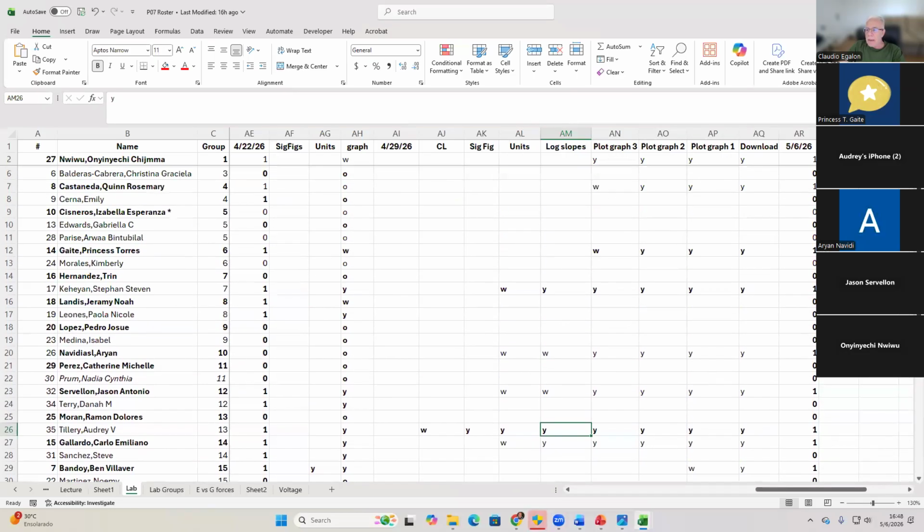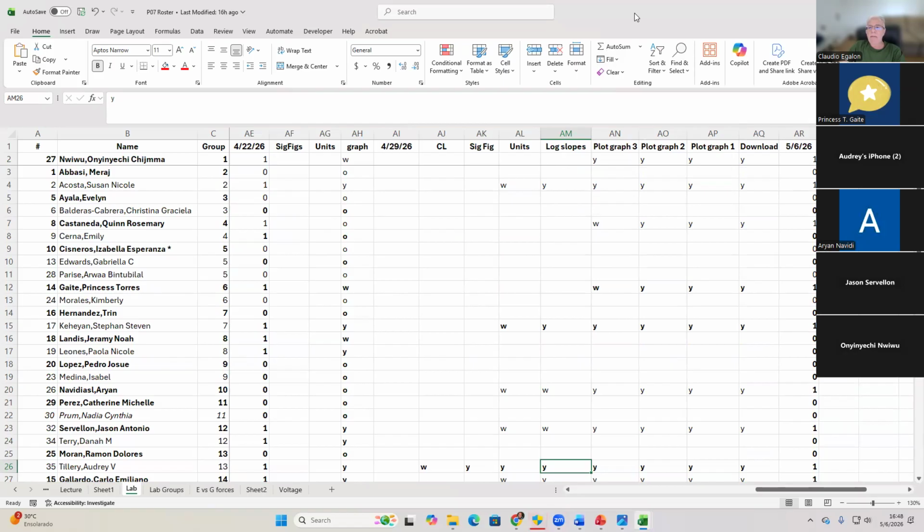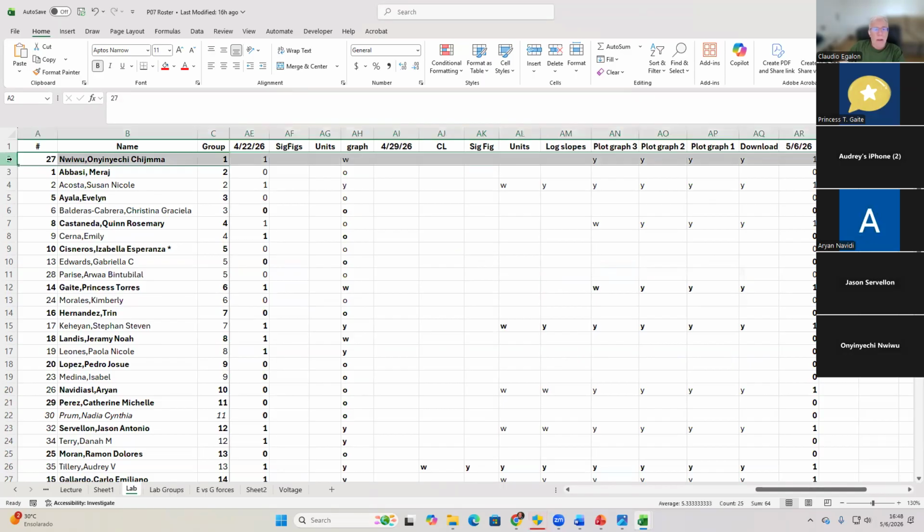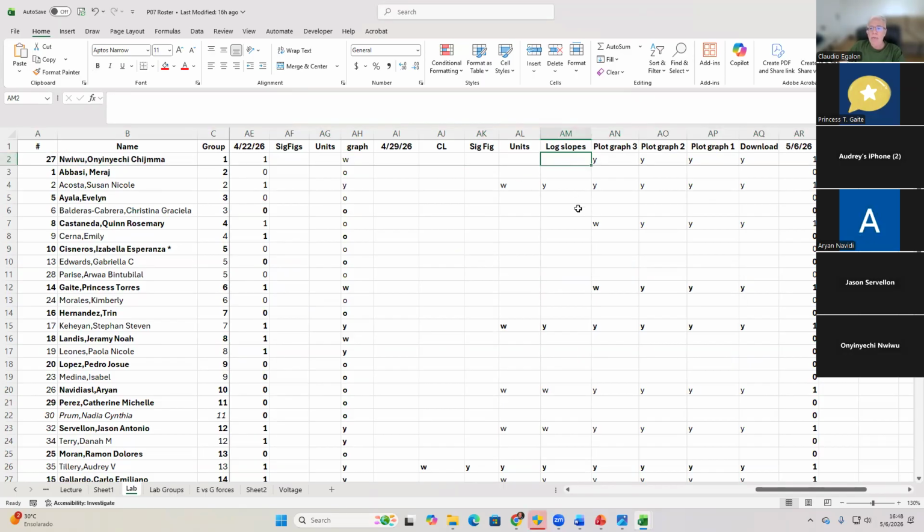let me point out, since you folks are having problems with the significant figures, right? Let me just repeat here. Well, let's go for Oni first. Oni, did you log the slopes in the left table? I'm working on the slopes. Okay, good. So let's put that as working here.